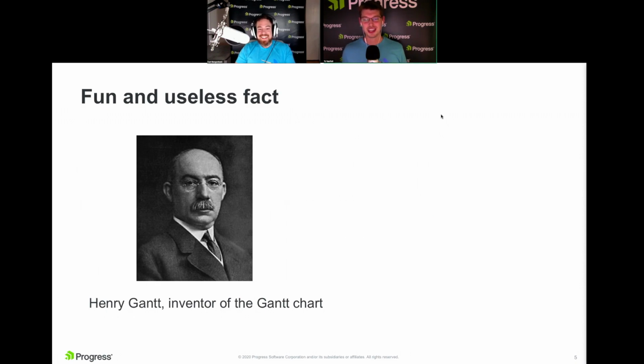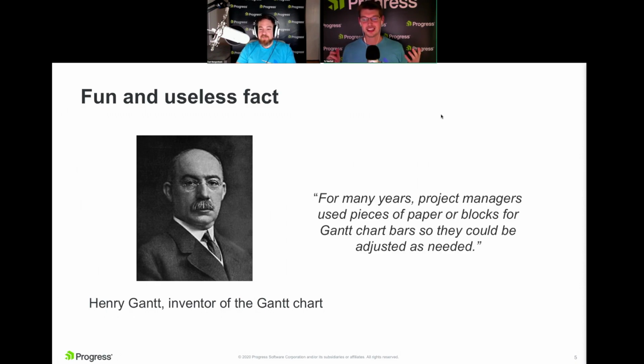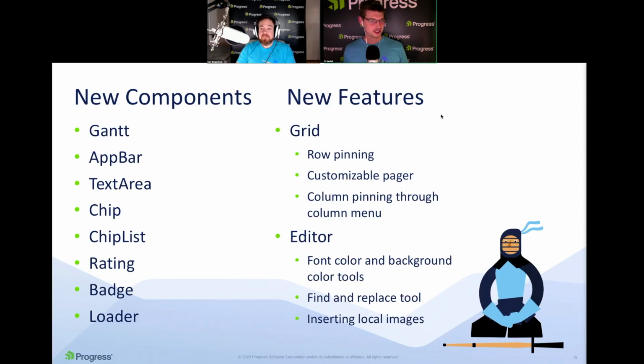And if you go to the Wikipedia page for Gantt charts, Wikipedia says that for many years, project managers used pieces of paper or blocks for the charts so that they could adjust them without having to hand write them. So good news, if you've been using paper or blocks, you can now build these Gantt components through KendoReact, which is super exciting.